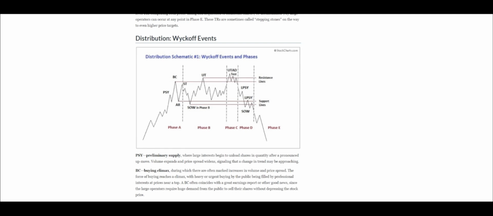Okay, so lastly, moving on to phase E, the last stage of a distribution marks the beginning of a downtrend with an evident break below the trading range caused by a strong dominance of supply over the demand. So that's pretty much it when it comes to the distribution side of things of Wyckoff.